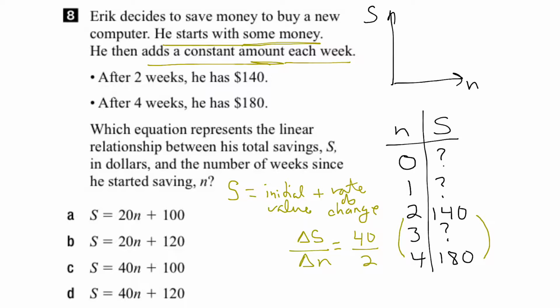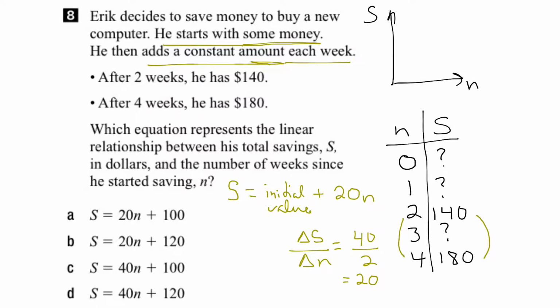So 40 divided by 2 is 20. That means Eric's savings increases by $20 per week on a consistent basis. So we can replace the rate of change here with $20 per week. So that means 20 times N. Now we have to find the initial value.